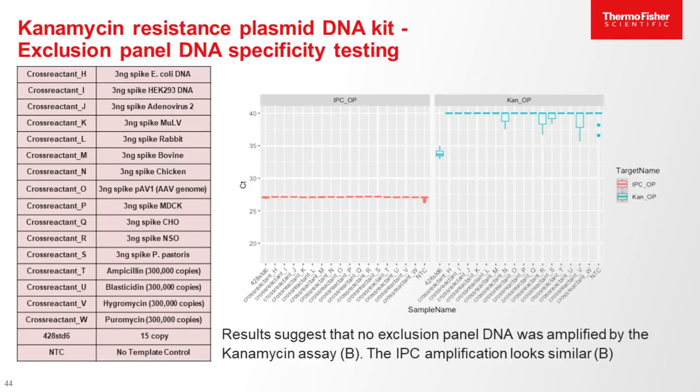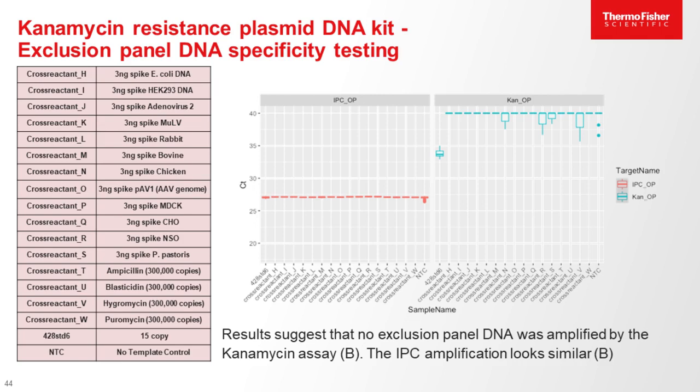And here is the data showing the specificity of the assay. To demonstrate the specificity of the kanamycin kit, we have performed a series of experiments with unrelated DNA directly spiked into the PCR reaction. On the left, you can see a table showing the type and amount of DNA spiked into the PCR, including most of the relevant sources in bioproduction.